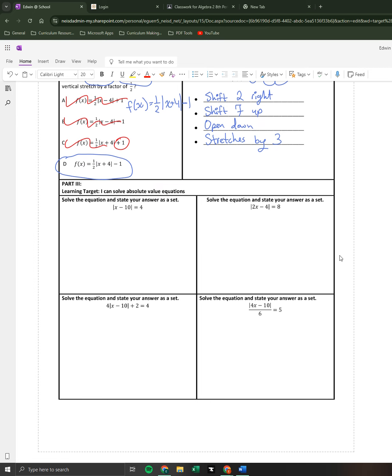So for these, I'm going to do 2 examples. And maybe once you get the hang of it, it won't be that bad. So let's look at this top right one. We got the absolute value of 2x minus 4 is equal to 8.